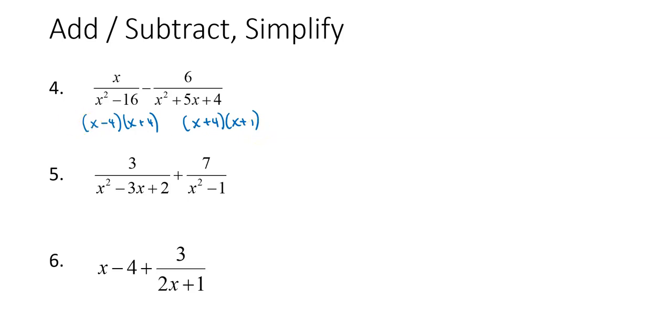What terms are missing? Well, in the first one, what's missing is the x plus 1. So I'm going to multiply top and bottom by x plus 1. Over on the second term, what's missing is the x minus 4.